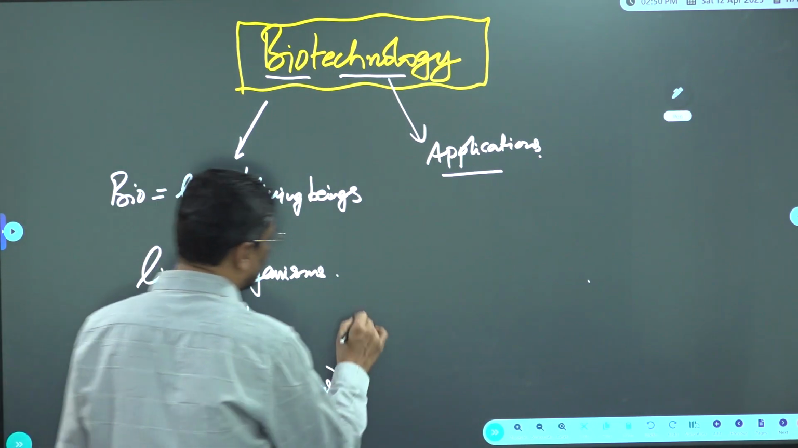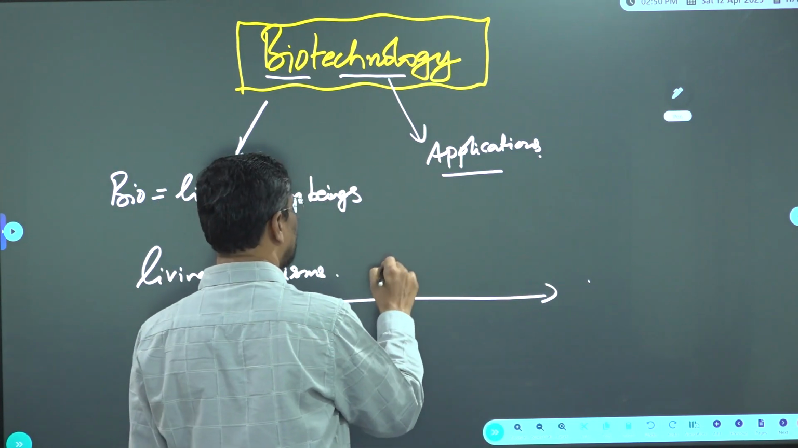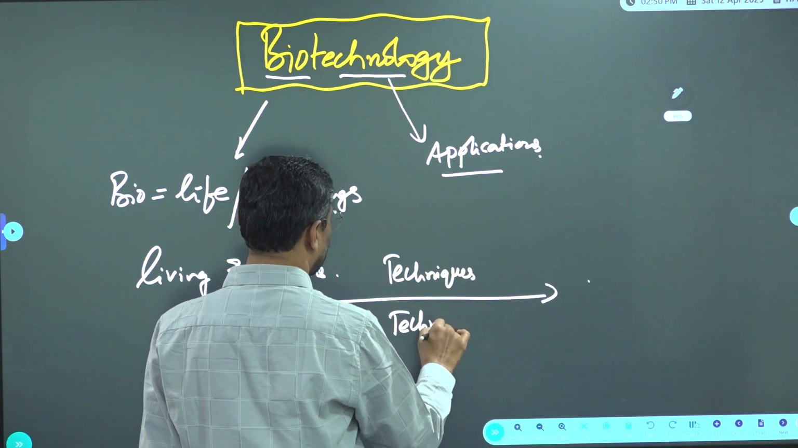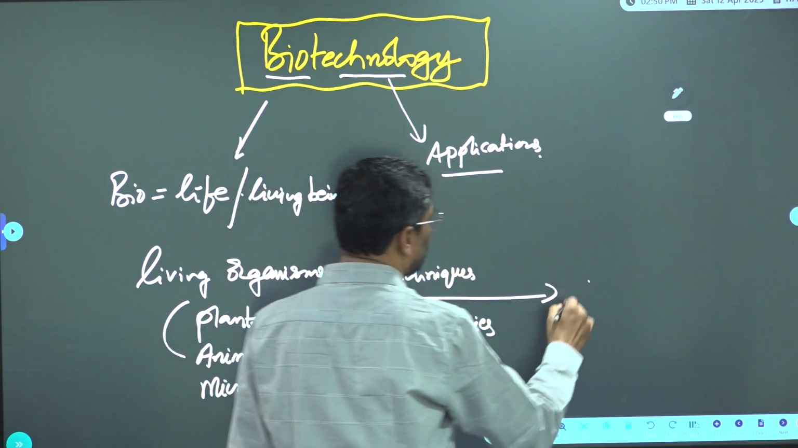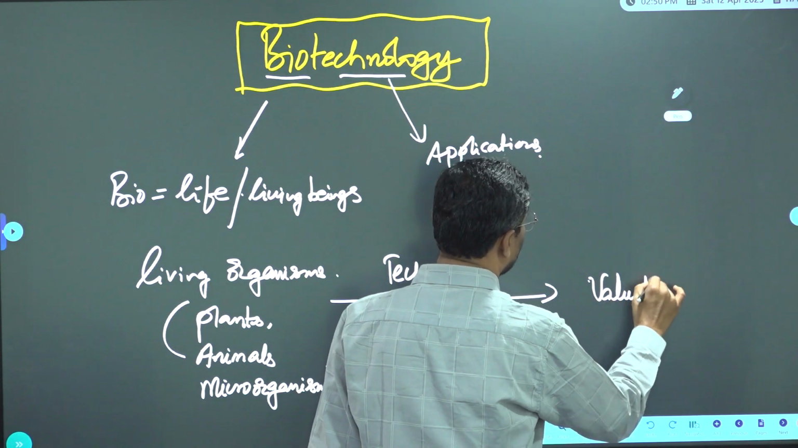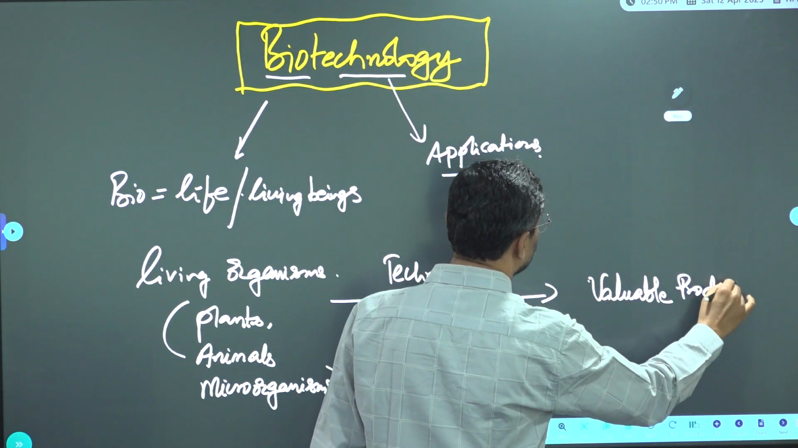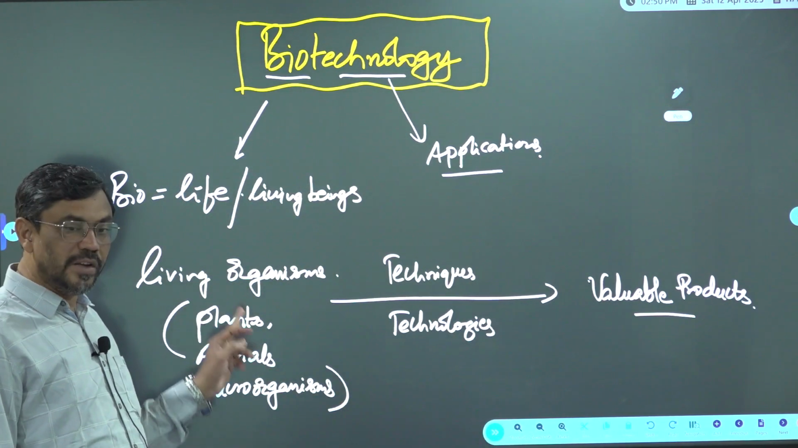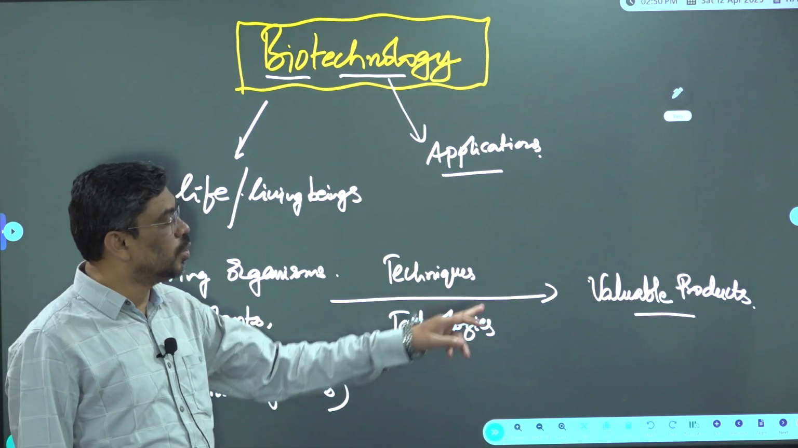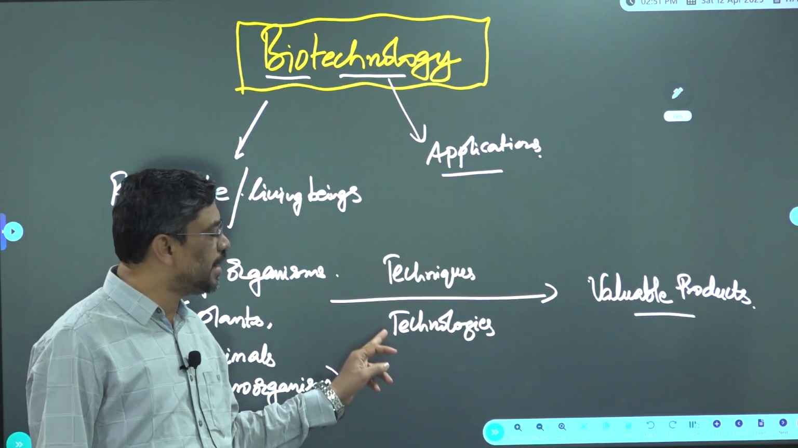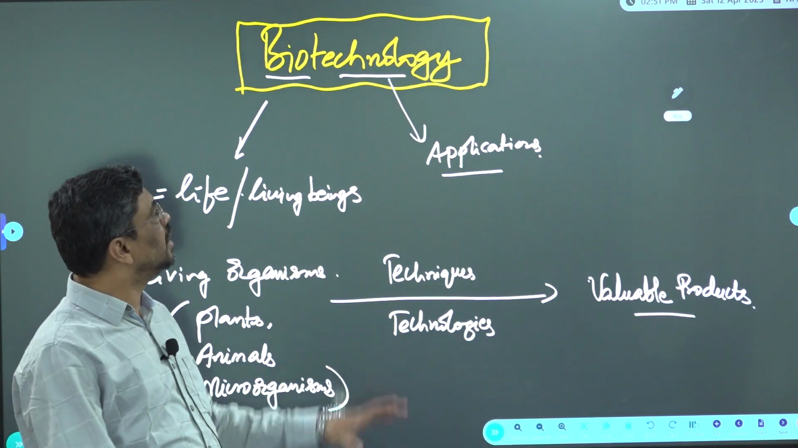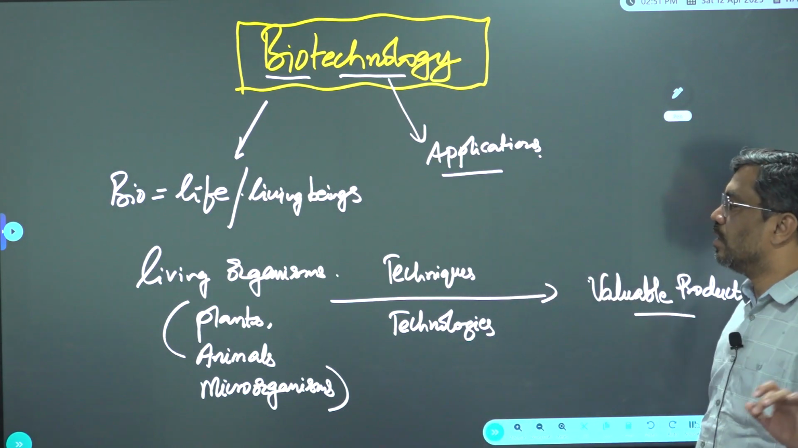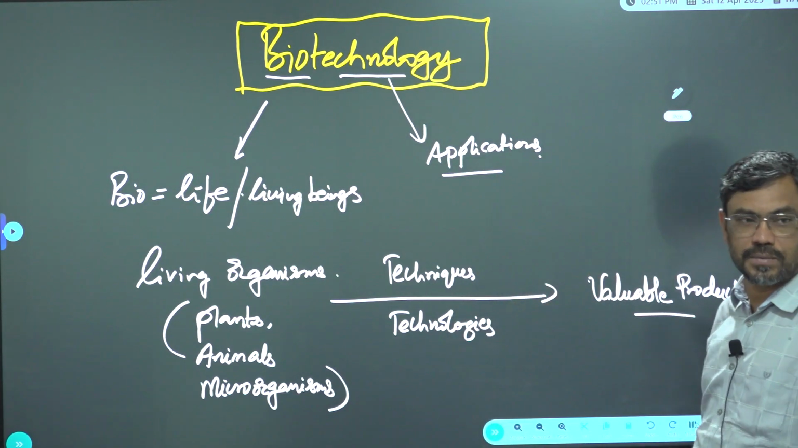have been utilized by using various types of techniques, or you can say technologies, to produce valuable products. So biotechnology is an applied branch of science in which various types of living organisms are used to produce valuable products by using sophisticated techniques or technologies or equipments. That is called biotechnology.